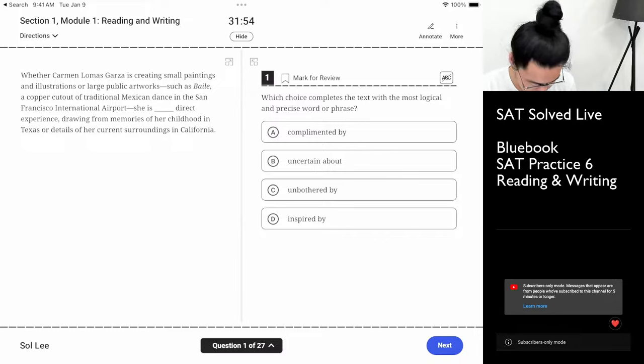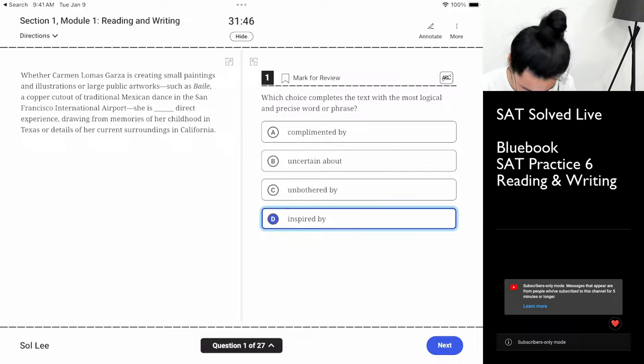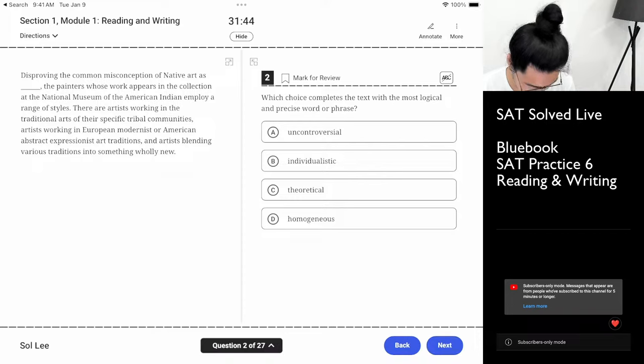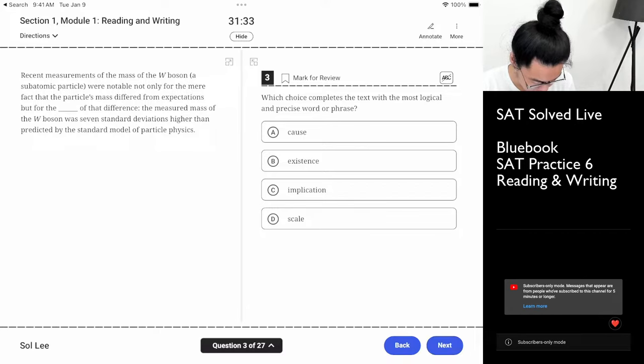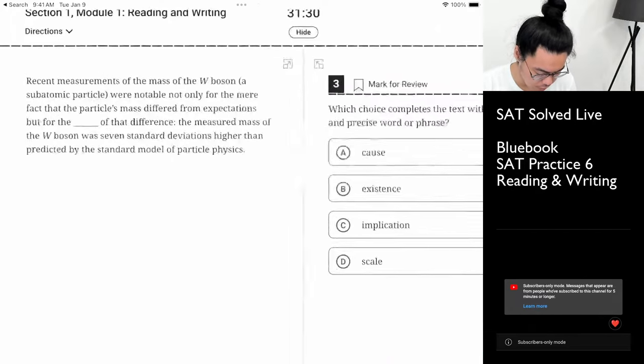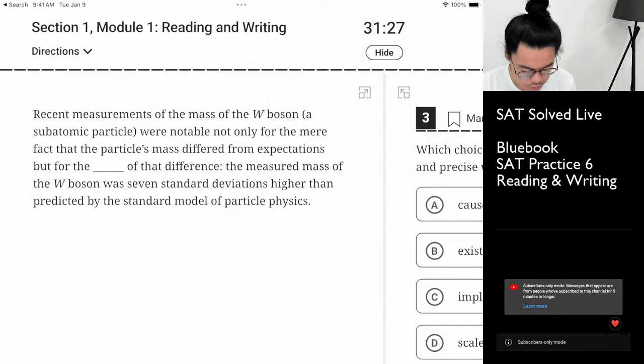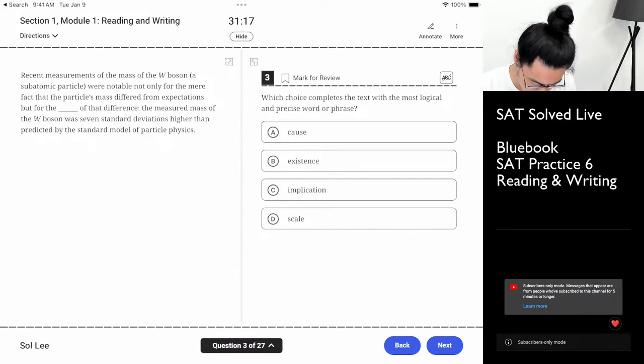Small paintings or illustrations. She is drawing from memories, drawing from, inspired by, okay. Disproving the common misconception of art as something. It actually employs a range of styles, so like monolithic or homogeneous, sure. Oh, I forgot that I actually usually zoom in. Recent measurements of the mass were notable not only for the mere fact that it differed from expectations, but also for the scale of it. Yeah, 7 standard deviations, the scale. Oh, perfect.